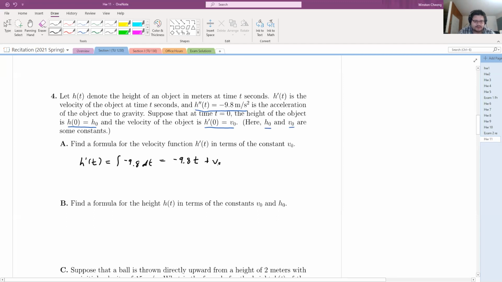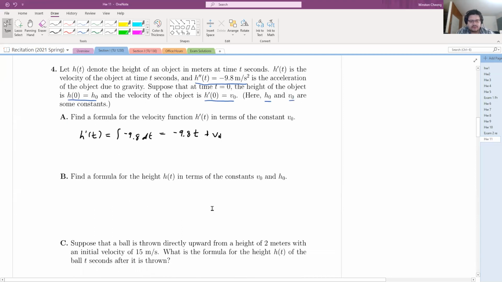So we kind of know that it's going to be plus this v naught. If you want to, you could write out more things, but I think it's clear that that's the constant. The next thing is to integrate this one more time, which will give us the function h of t, the function for height.